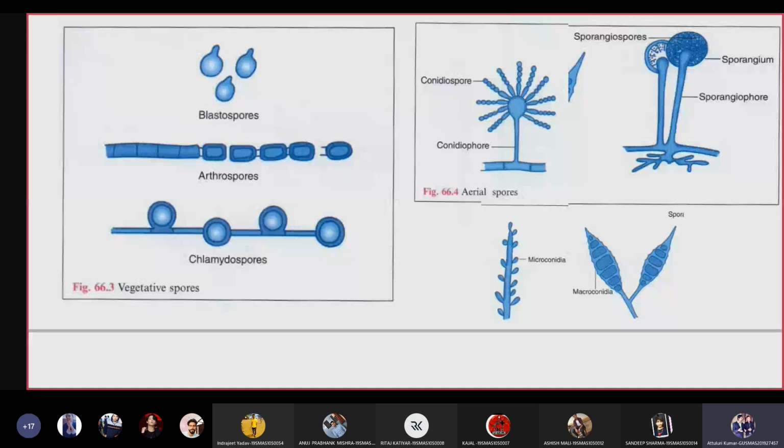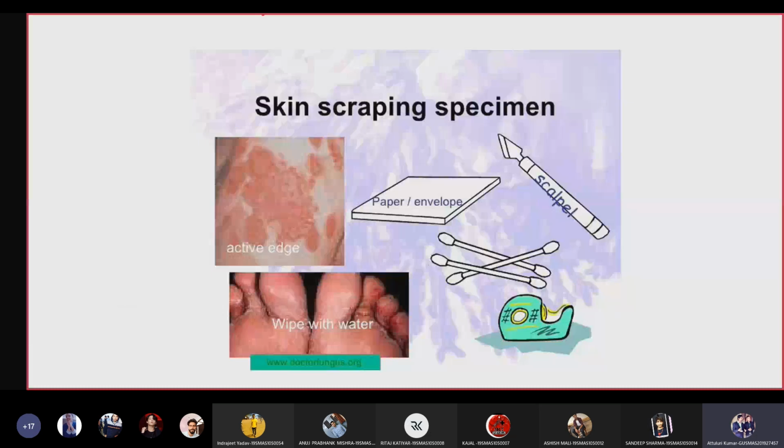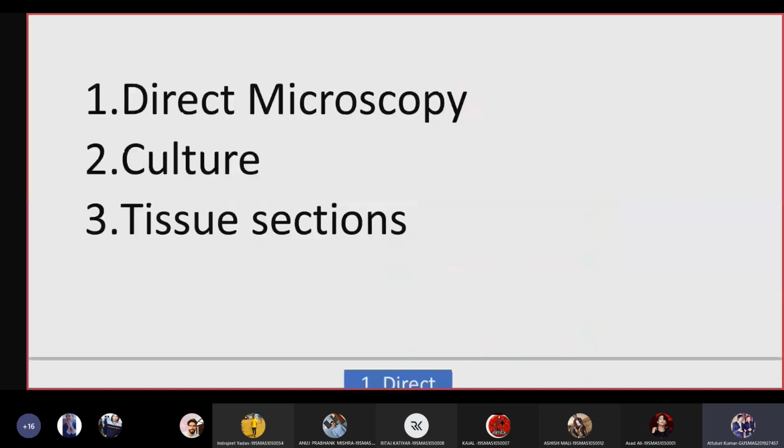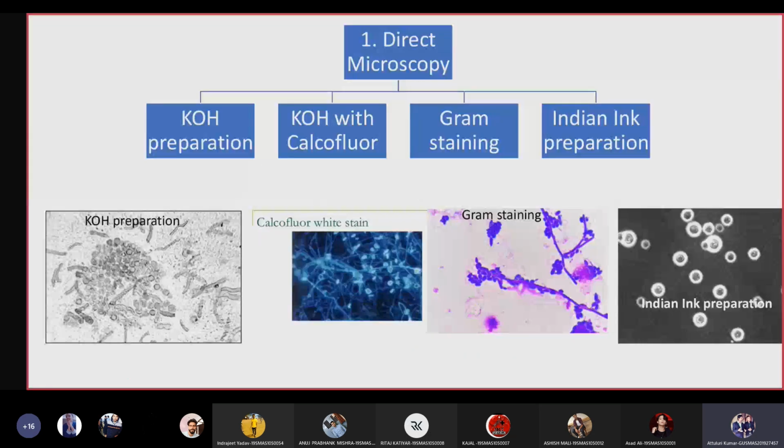Then we discussed laboratory diagnosis of fungi, starting with collection of specimens. Today in the lab we discussed how to collect nail specimens, skin specimens, and hair specimens, right? Then we discussed direct microscopic techniques. Fungi can be identified by four types of microscopic techniques that include KOH preparation, KOH with calcofluor, gram staining, and Indian ink preparation.